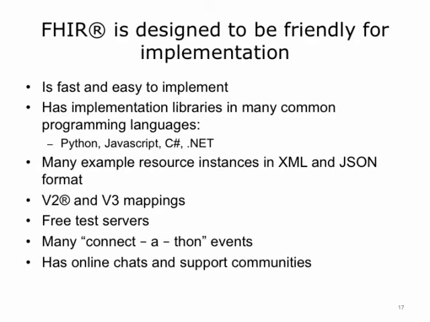FHIR is designed to be fast and friendly for implementation. Developers can have simple interfaces working in a day. FHIR has implementation libraries in many common programming languages, such as Python, JavaScript, .NET, and C#. These implementation libraries mean that there is source code freely available, and developers can use the source code in their products. Many example resource instances were provided to kickstart development, and free test servers are also available that allow developers to experiment.